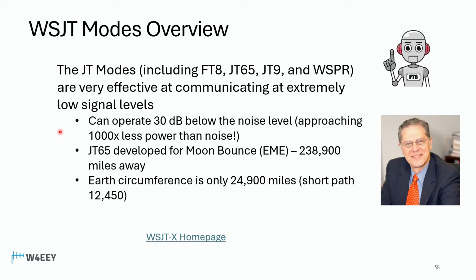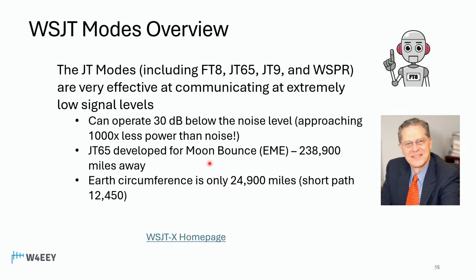And this next bullet is just incredible. These signals can operate 30 dB below the noise level, approaching 1,000 times less power than noise. So you can be transmitting using some of these modes and you can't even hear them on the air. They're so weak. JT65 was developed for moon bounce.